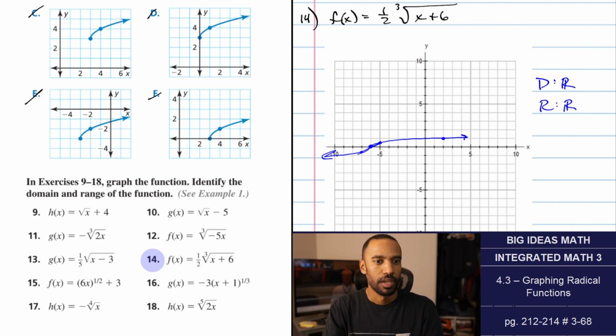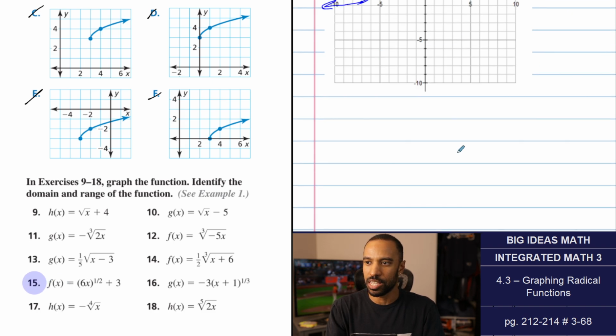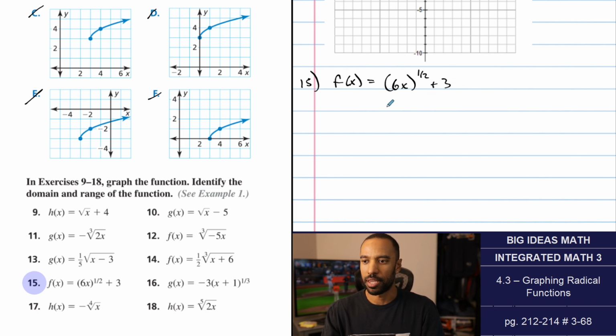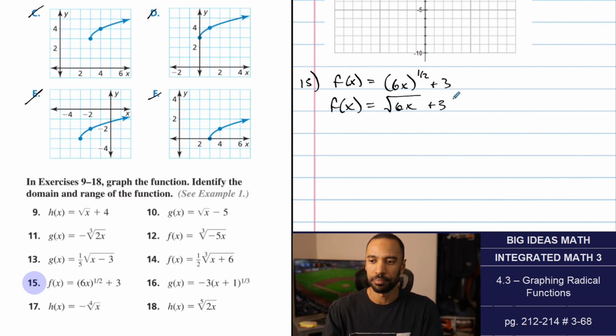And we move along. Number 15, we have f of x equals 6x to the 1/2 power plus 3. Now, coming off of the previous sections that we had, it's probably best that we write this as the square root of 6x and then plus 3.